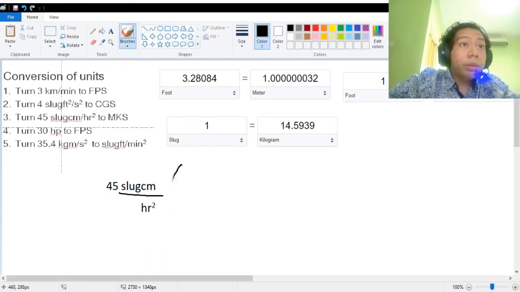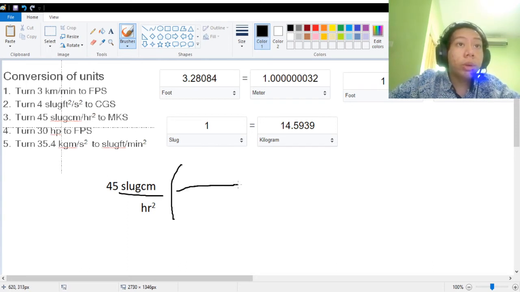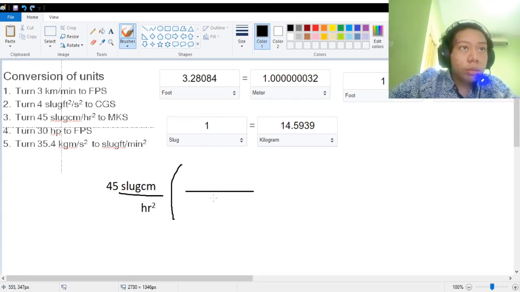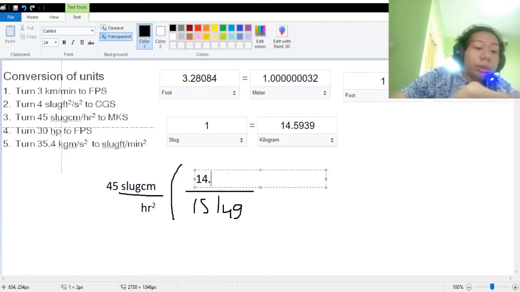Okay, the first thing is to convert slug into kilogram. So as usual, we cancel slug by dividing it by one slug, and one slug is equal to 14.59 kilograms, so 14.59 kg.